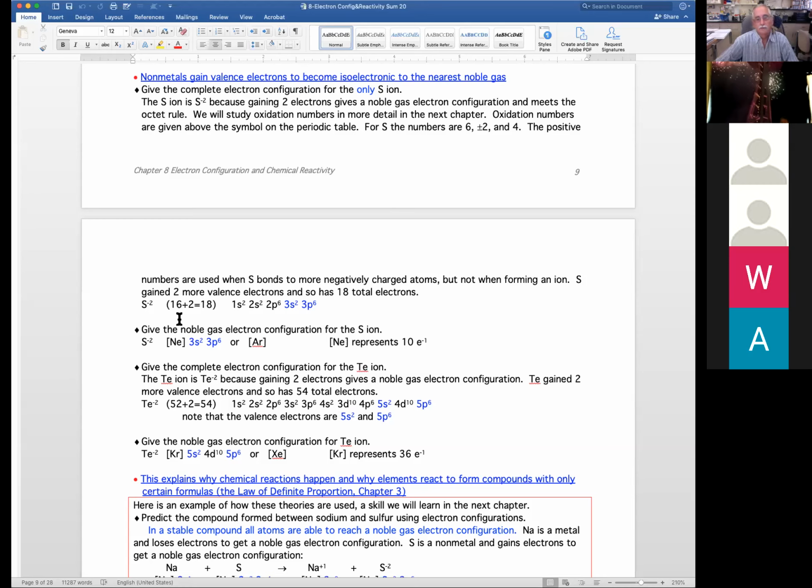So what is sulfur going to do? It's going to be going from S2P4 to become S2P6, and that makes it stable.